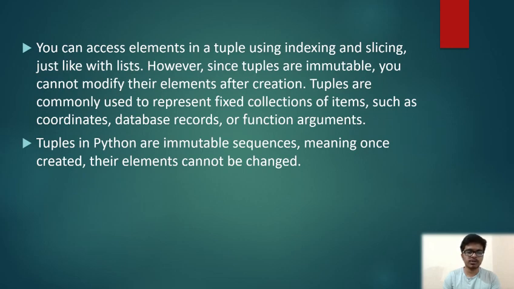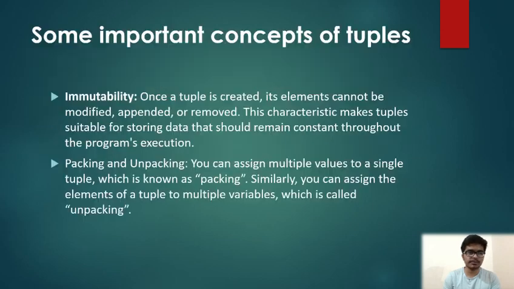Tuples in Python are immutable sequences, meaning once created, the elements cannot be changed. Some important concepts of tuples. Immutability. Once a tuple is created, its elements cannot be modified, appended, or removed. These characteristics make tuples suitable for storing data that should remain constant throughout the program's execution.